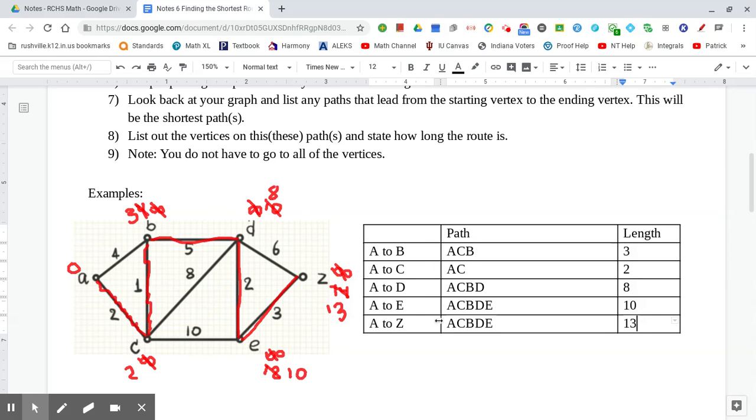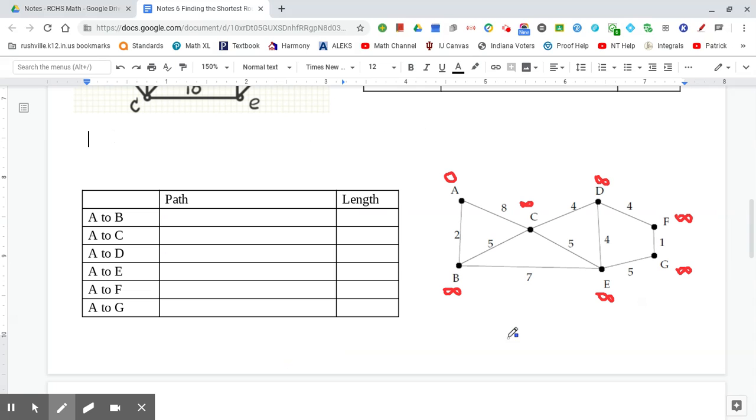Normally, again, you won't be doing all of these, but had you been asked to do all of them, we have now figured out the shortest path to go from this starting vertex to all of the other vertices in the graph. All right, so here we have another example.